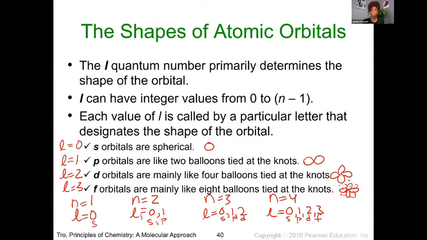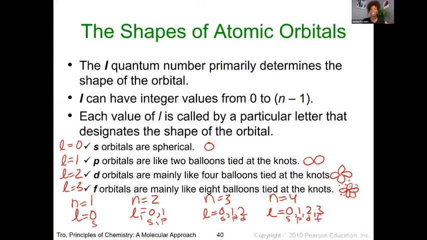A great way to put this in perspective is to think about it in terms of a housing plan. Your n quantum number helps you understand the street that these orbitals are found on. So n is equal to 1 means you're on the first street, close to the nucleus. n is equal to 2, you're on the second street or second energy level. n is equal to 3, third energy level, and so forth.